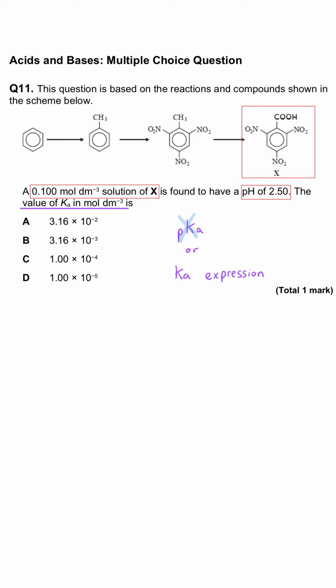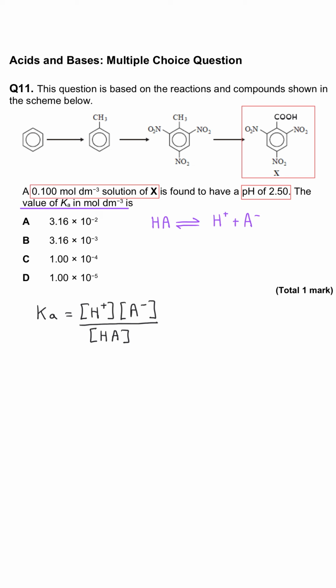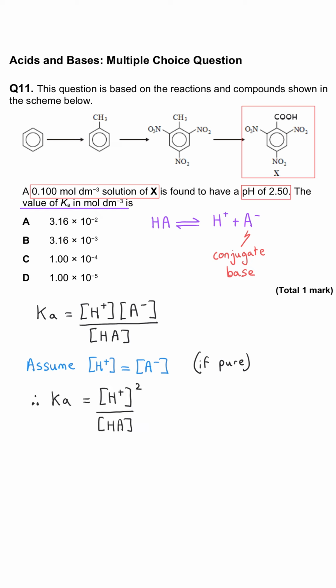So the Ka expression in general for any weak acid is Ka equals H plus concentration multiplied by A minus concentration divided by HA concentration. And we're using A as a generic, the rest of this acid, so the conjugate base that forms once that proton is donated. Now for a weak acid, we're allowed to assume that the hydrogen ion concentration is equal to the conjugate base concentration, so that's the A minus concentration. And therefore, Ka equals H plus squared divided by HA.